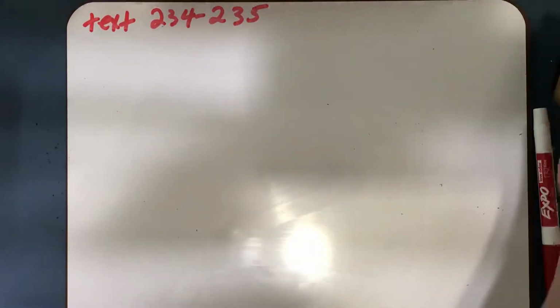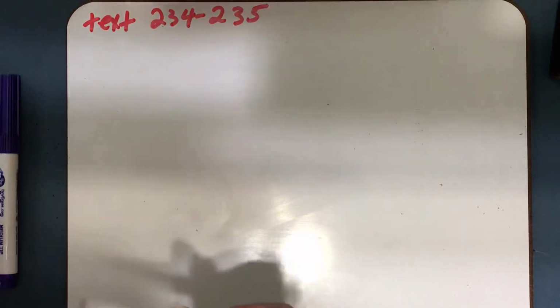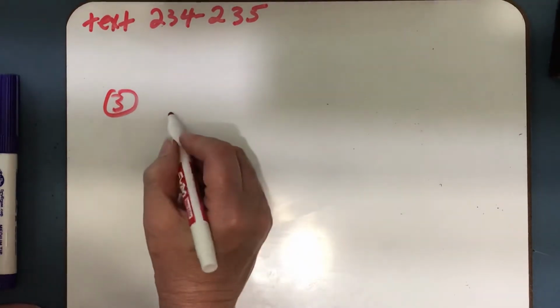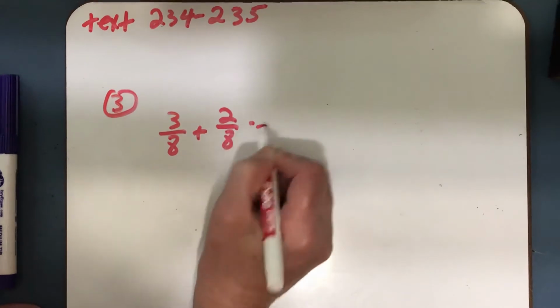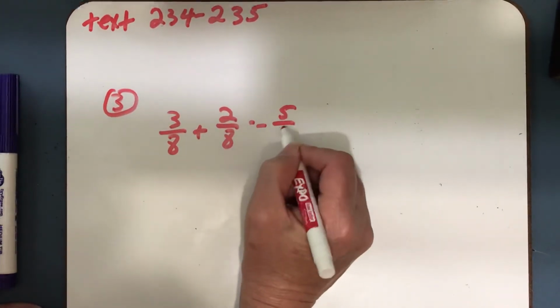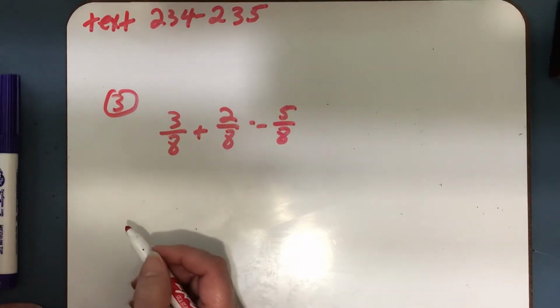That is just adding fractions. You don't have to use a model unless you want to. So for instance, on number 3, remember you're doing the evens, so I'm going to do some of the odd problems. 3/8 plus 2/8. Remember, you only add the numerators if the denominator is the same. So 5/8. Okay, and the next section is on subtracting.